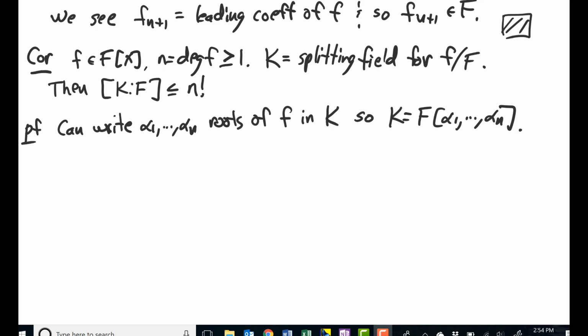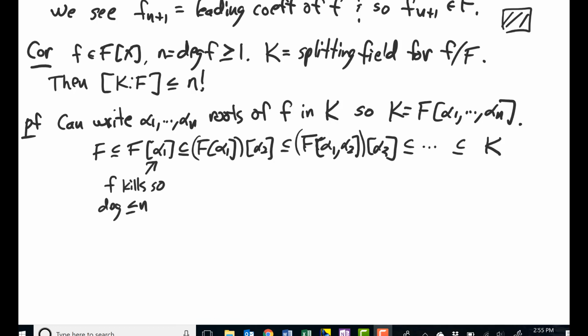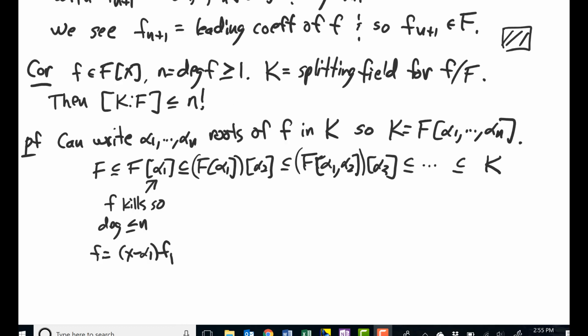But then we look at this chain of inclusions for fields. So here's the chain where you attach one root at a time, first alpha 1, then alpha 2, alpha 3, and so forth. First of all, f kills alpha 1. So that means the minimal polynomial divides f, in fact, but in particular it has degree at most n, so the degree of this first extension is at most n. And this, just as above, then since you have a root in this first field, you can write f as x minus alpha 1 over this first field here, where f1 is some polynomial there.